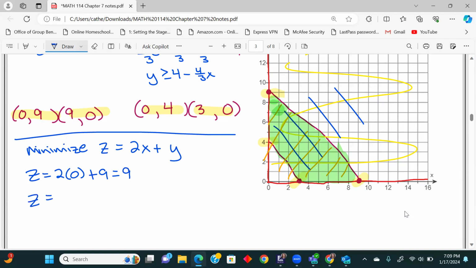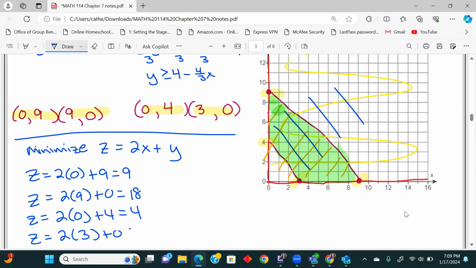Plug in the second one. All right, so I took each of the corner points and plugged it into the X and Y's. So we want to minimize, and the smallest value is right here.